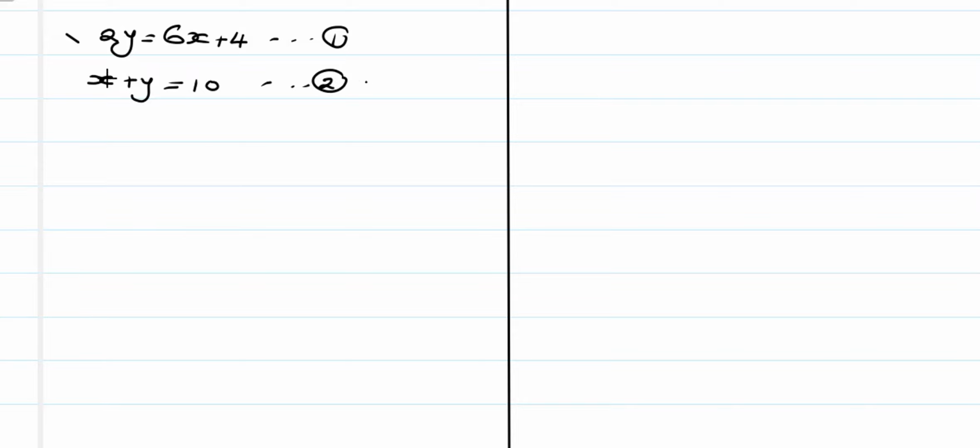So the first thing we do is write one of the unknowns in terms of the other. And as you can see, we still have two unknowns. Here we have x and y, and also here x and y.